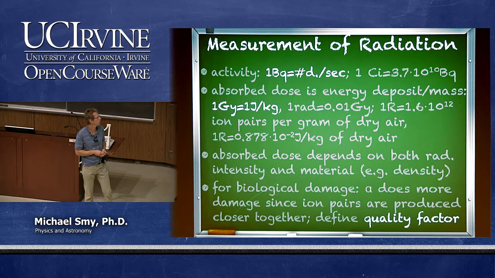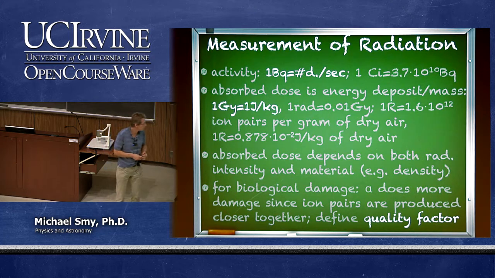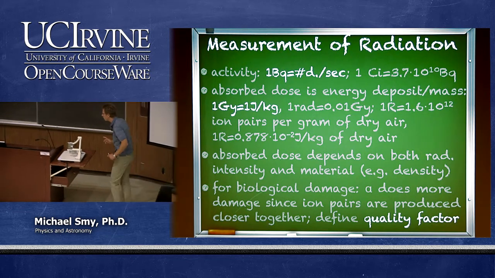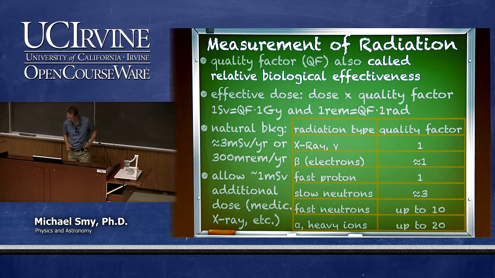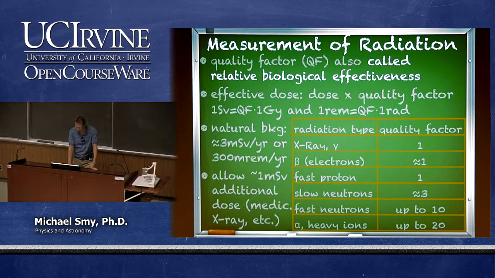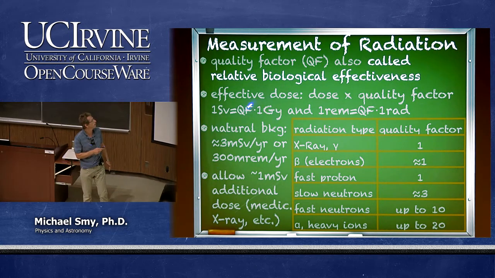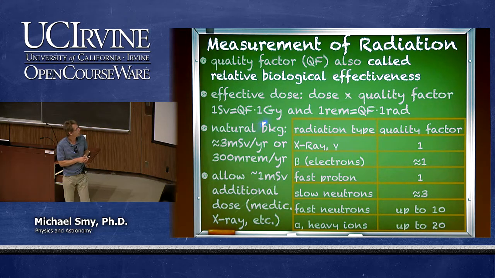For example, alpha particles do more damage than other radiation, since the ion pairs are produced closer together. Therefore, the damage tends to multiply. So one defines a quality factor simply from experience, how much biological damage occurs. And this quality factor is also called relative biological effectiveness. And so one defines an effective dose, which is the dose times this quality factor. And the unit for that is sievert. So one sievert is the quality factor times one gray. And in older units, one rem is the quality factor times one rad. And rem stands for Röntgen equivalent man.